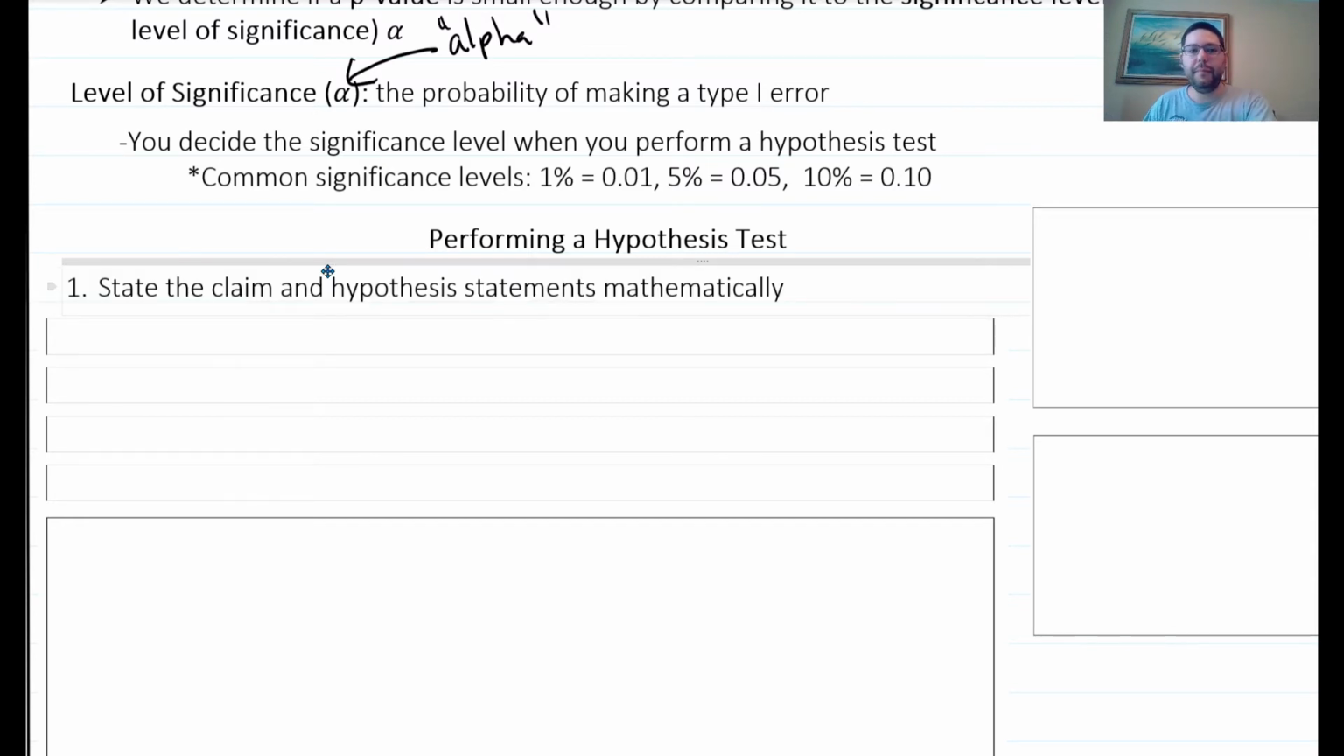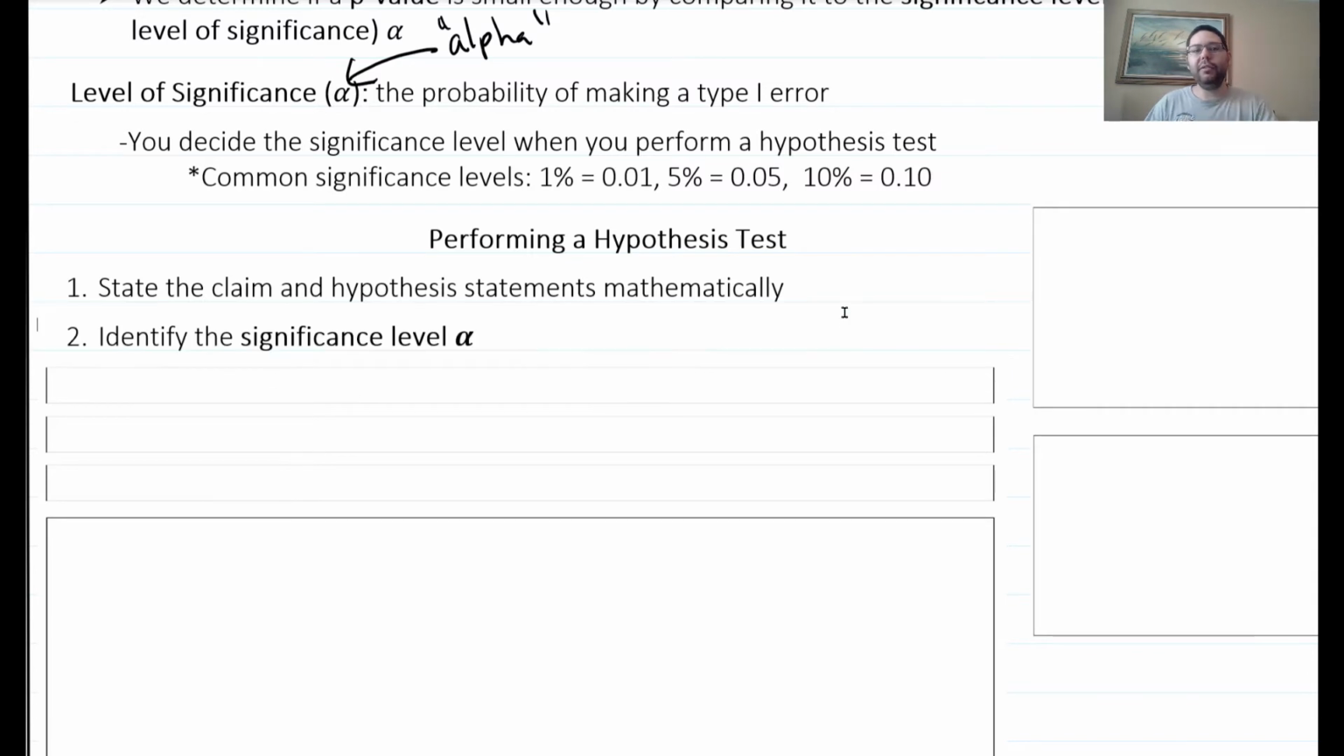So first step is to state and claim the hypothesis statements mathematically, which we talked about in the previous lesson. The second step is to identify the significance level alpha. You get to figure that out, right? You get to make up your level of significance, 1%, 5%, 10%, or anything in between. All right.